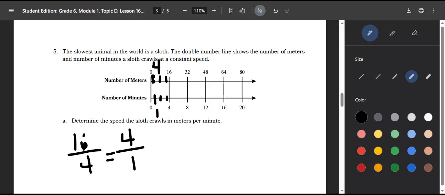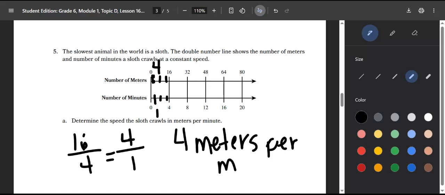The speed the sloth crawls is 4 meters per minute. All right, so to get down to 1 minute, we just divided both 4 and 16 by 4, which ends up just being 16 divided by 4.